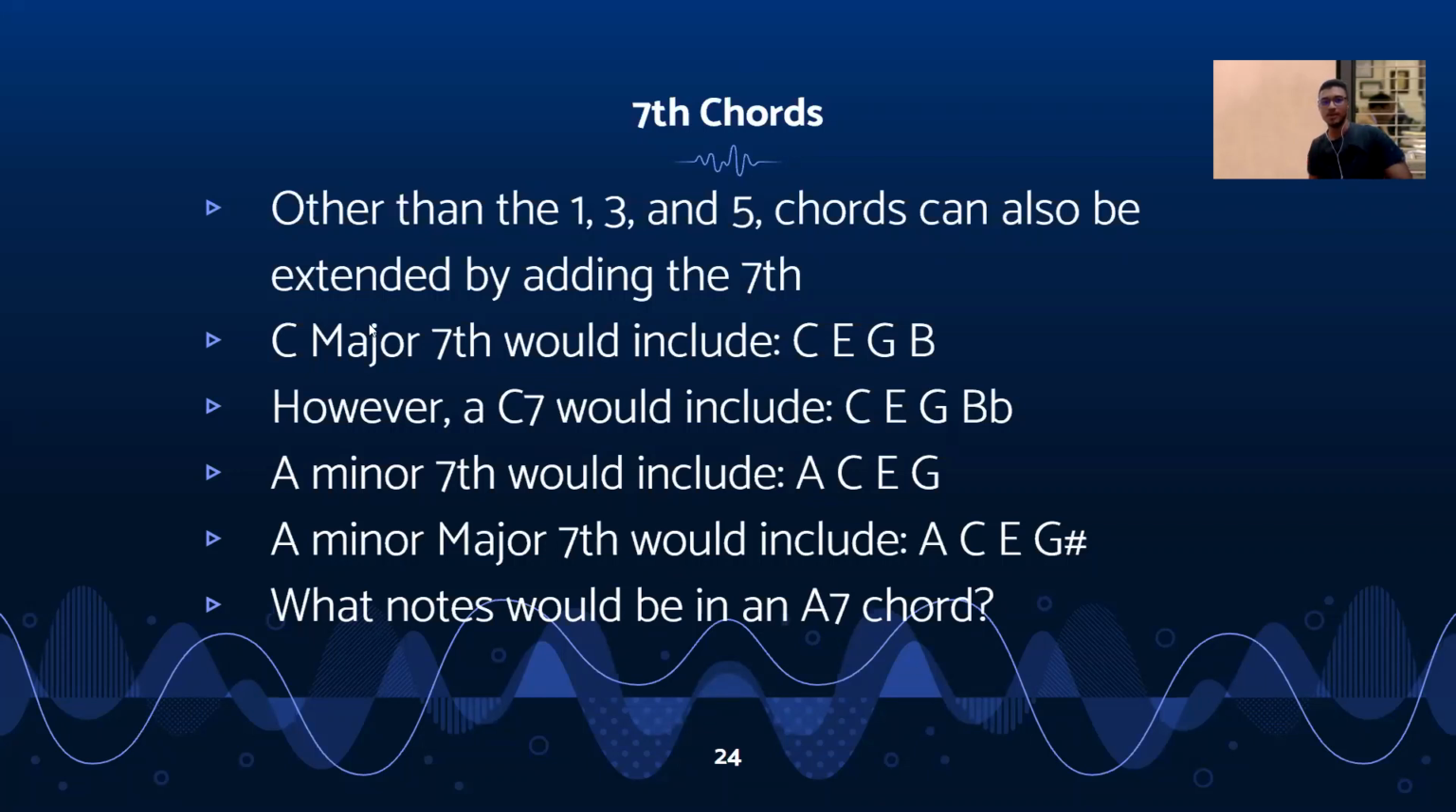A C major 7 would, when it's a major 7th chord, the 7th degree is a half step away from the tonic. But a minor 7, like C7, or a dominant 7, is two half steps, so a whole step away from the tonic.